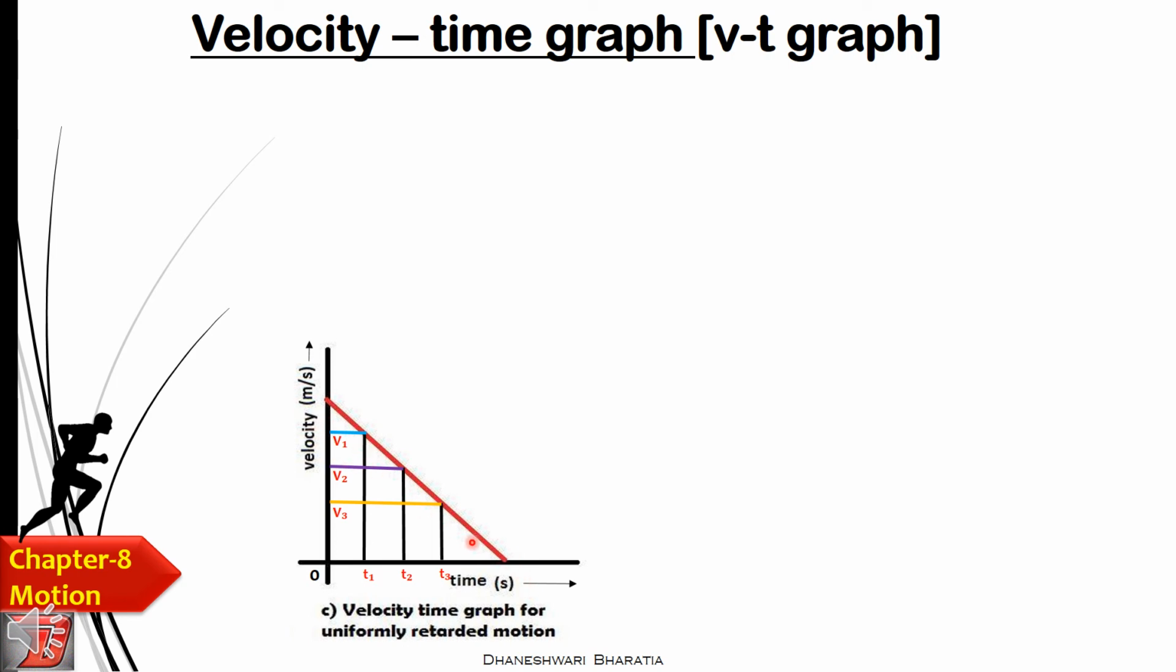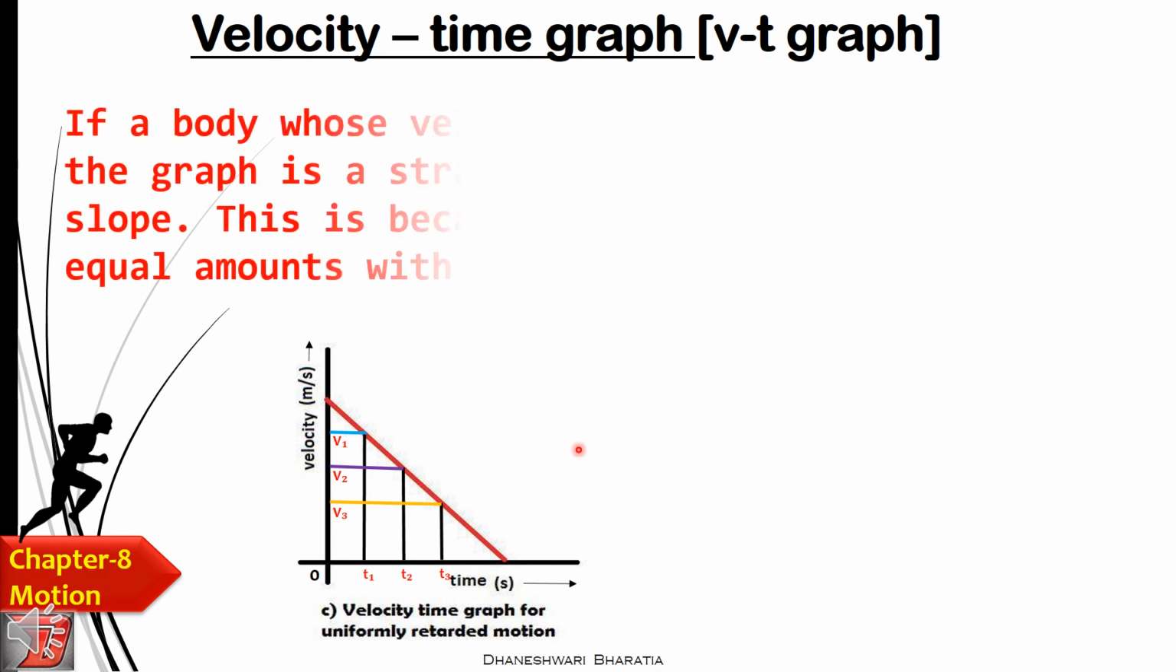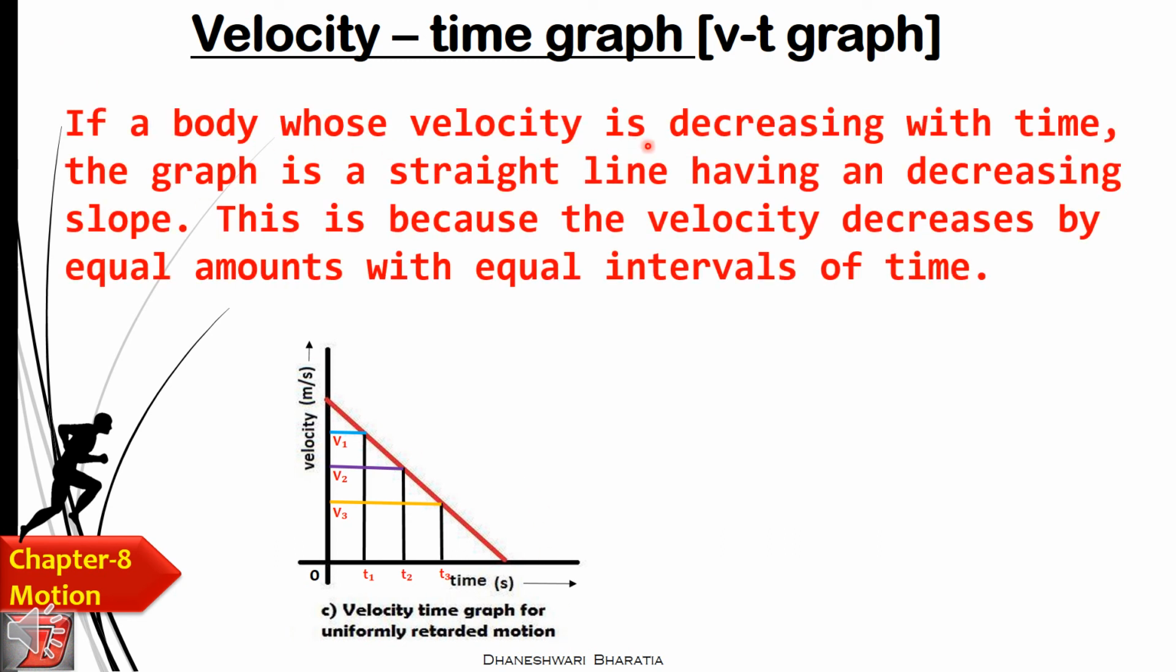what we have heard about this, acceleration and deceleration, right? So it is also known as uniformly decelerated motion, isn't it? So if a body whose velocity is decreasing with time, the graph is a straight line having a decrease in slope. This is a decrease in slope.